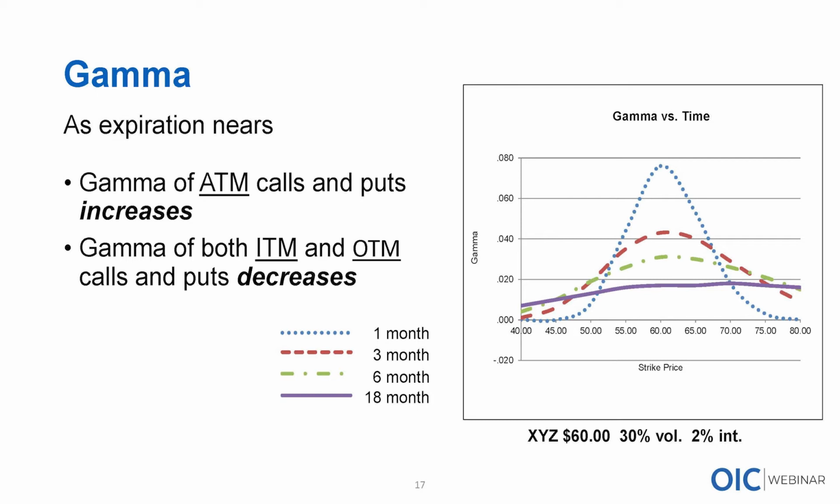So it's the near-term at-the-money strikes that have the most gamma and are most sensitive to price movements, which makes sense because remember that at expiration, those options are either in the money or they're not in the money. There's only two outcomes.